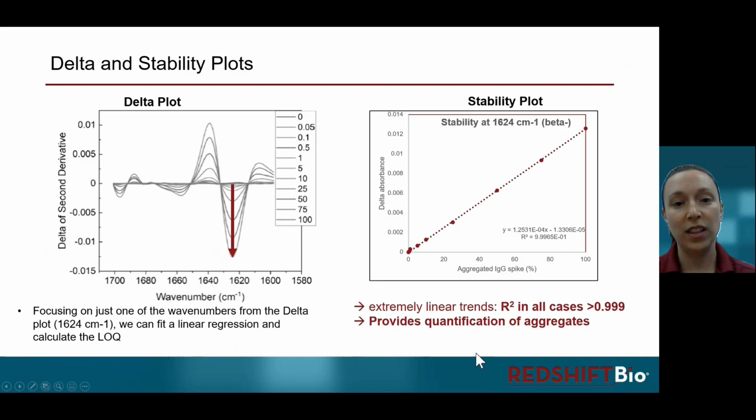If we do focus on one region, specifically the intermolecular aggregated beta sheet structure at 1624, and fit this to a line of best fit, you will see the excellent linearity across the data set with an R-squared of above 0.999. We can use this plot to calculate the limit of quantitation, or LOQ, which is the lowest amount of aggregates that can be accurately detected beyond the noise. In this case, we're able to accurately detect about 5% aggregated spiked.